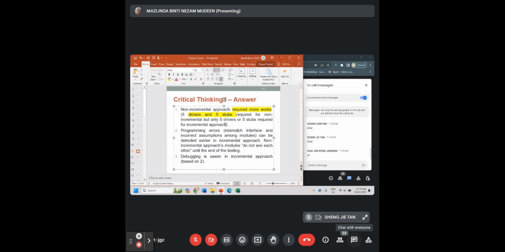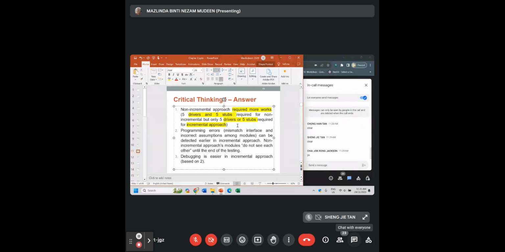But for incremental approach, we only need the driver or the stub, because when it comes to incremental approach, we have a strategy to choose. Either we want to use top down or we want to use bottom up. So in that case, I will only need either one.